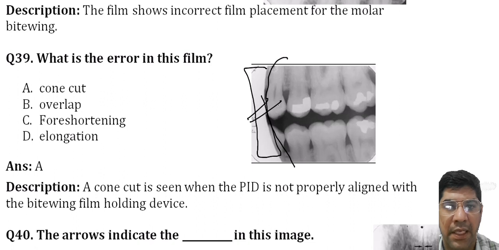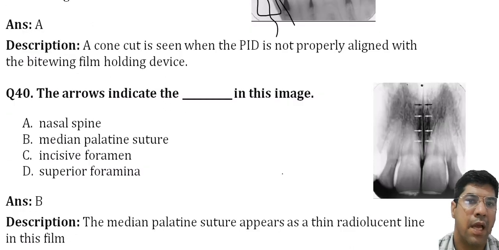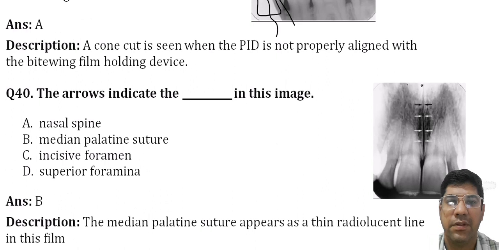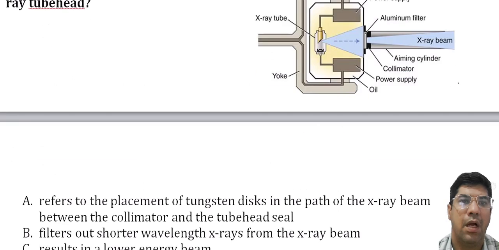So that can lead to cone cut. So it may not provide a clear view of the dental structure. That is the cone cut. The arrow indicates the median palatine suture, that is a line of union between two halves of the palatal bone in the midline of the roof of the mouth.